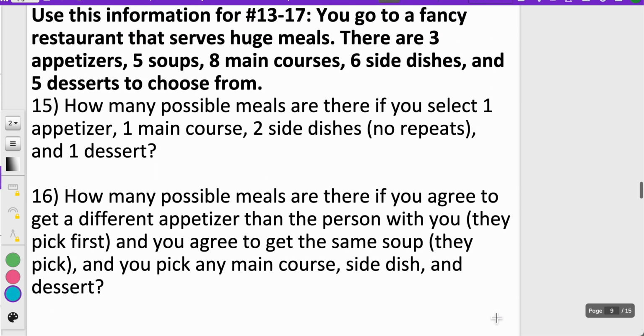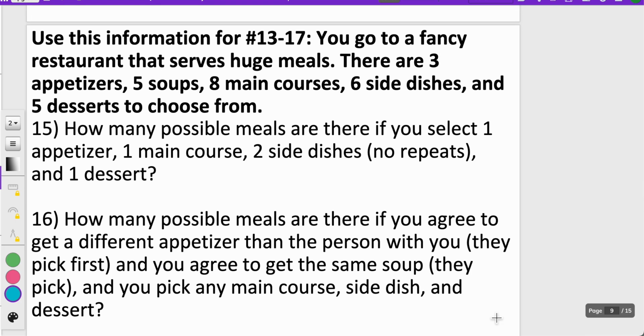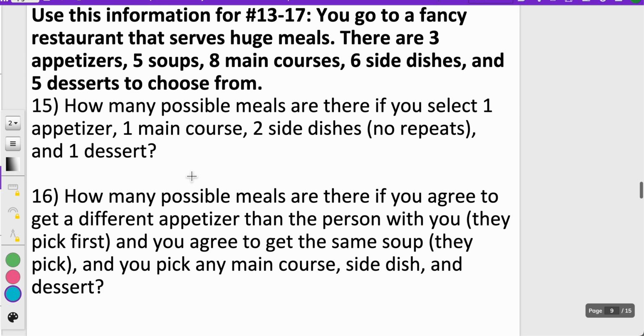How many possible meals are there if you select 1 appetizer, 1 main course, 2 side dishes, no repeats, and 1 dessert? So for number 15, I have 3 appetizers to choose from. I have 8 main courses to choose from, and then 2 side dishes, no repeat. So the first time I get 1 side dish is 6 options, but then the next time I choose is only 5 side dish options. And then 1 dessert would be times 5 again. So it's 3, 8, 6, 5, and 5 gives us 3,600 meals again.